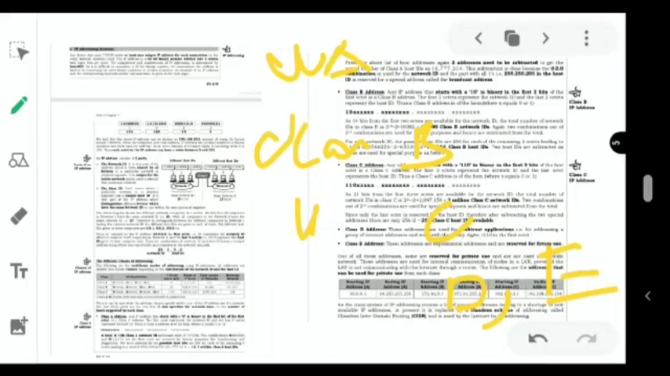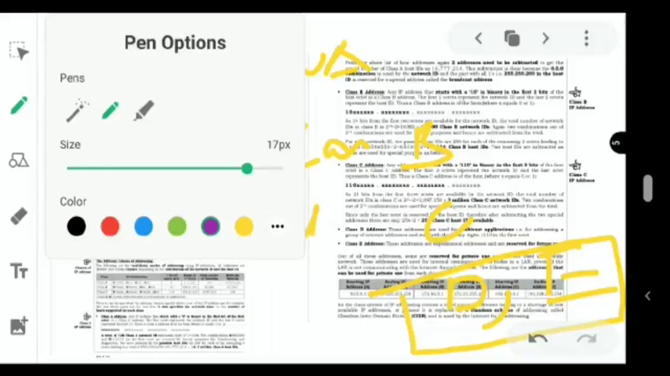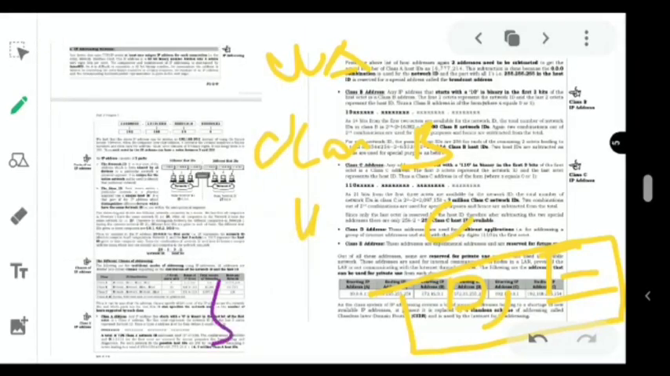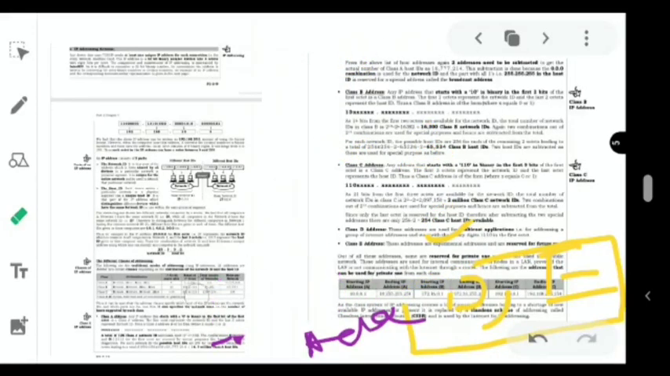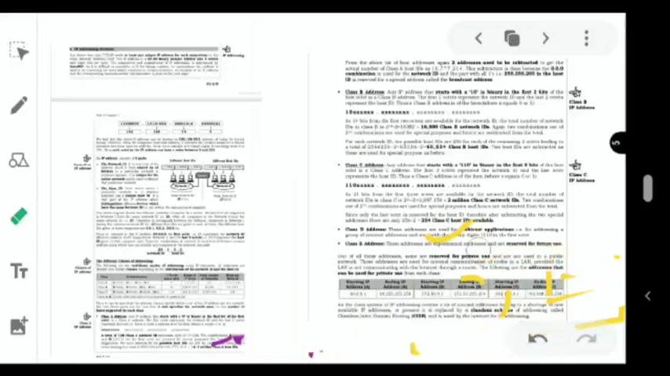But D and E are special. These two are known as special addresses. I am coming to this. Class D and E are known as special addresses because they are reserved. For general purposes we cannot use them. So now coming to the part that is class A.